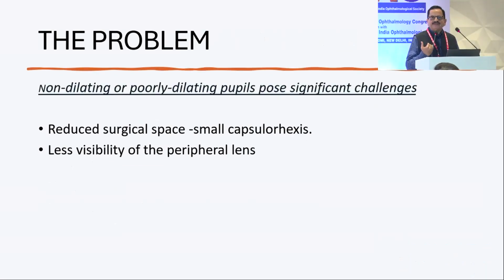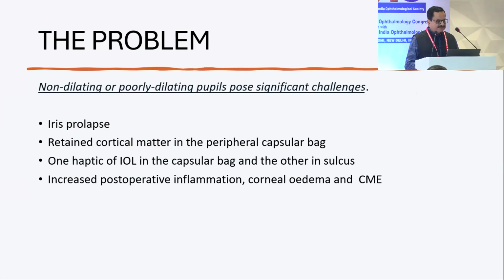So what is the problem with a small or non-dilated or poorly dilated pupil? There is reduced surgical space and we have to make a small capsulorhexis. There is less visibility of the periphery of the lens. This causes iris prolapse. There may be retained cortical matter in the peripheral capsular bag which we can't see. One haptic of the IOL may be in the capsular bag and the other in the sulcus. We are not very sure where we have placed it because we can't see it directly. Then there is increased post-operative inflammation, corneal edema and CME because of too much manipulation of the iris.